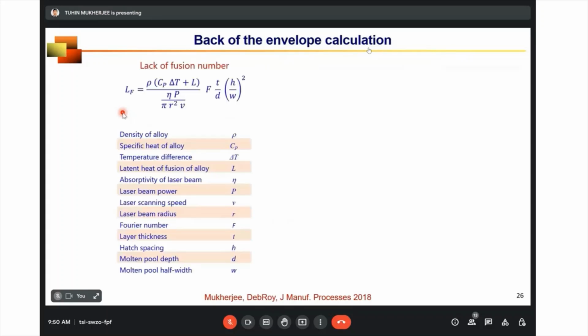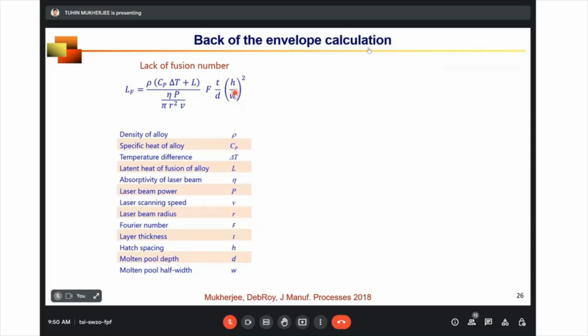So if we know all the parameters and somehow try to combine them in a dimensionless form, that would be very useful for predicting lack of fusion defect in so-called flaws. So let's say we do not have the luxury to run a lot of models. We can probably use a back of the envelope calculation based on this type of dimensionless formula and can know what works and what does not work in terms of lack of fusion.